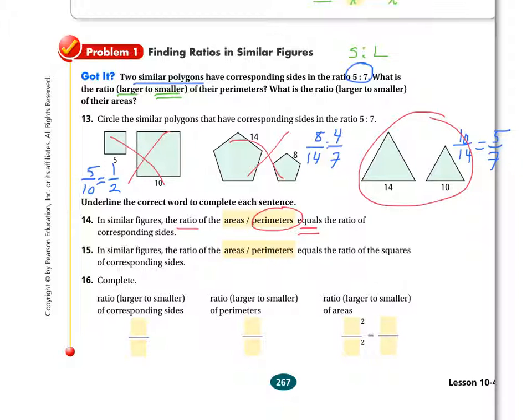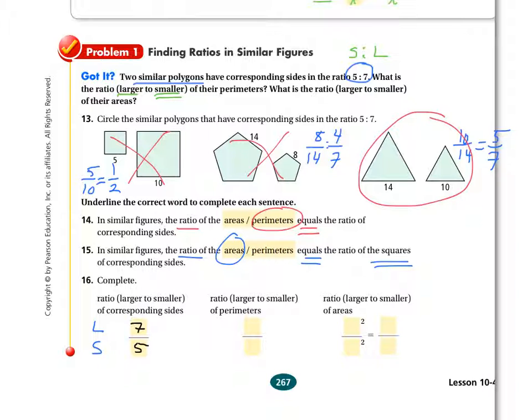The perimeter is exactly equal to that ratio of sides. Number 15, in similar figures, the ratio of the areas or perimeters equals the ratio of the squares of the corresponding sides. So the ratio equals the squares. Is that area or perimeter? Okay. So they're hitting you over the head with something, aren't they? So complete the ratio of larger to smaller. So larger to smaller of the corresponding sides would be what to what? If it was 5 to 7, it's 7 to 5. So we're changing it up.